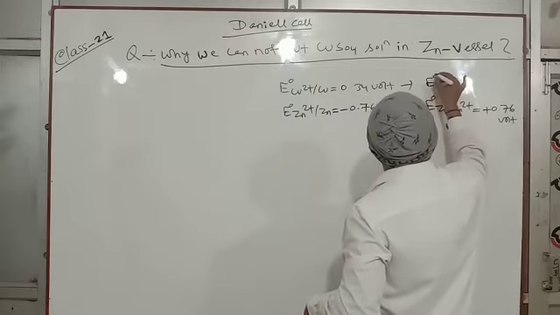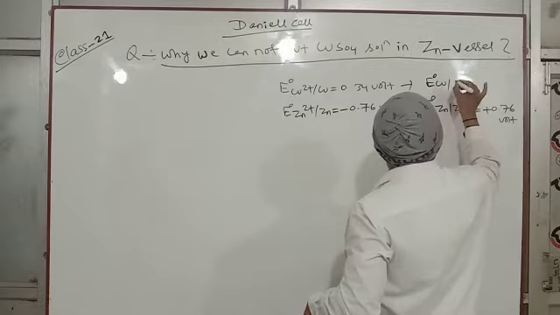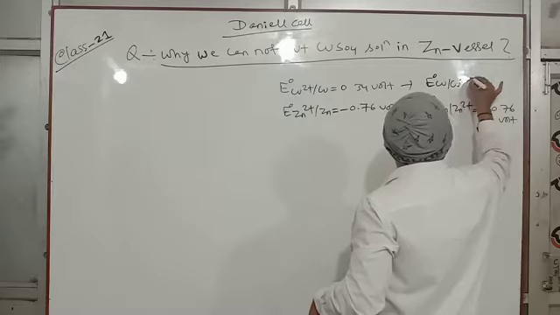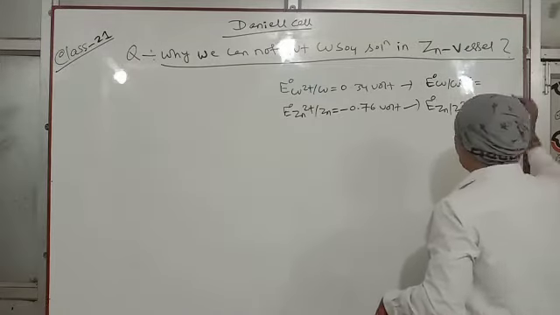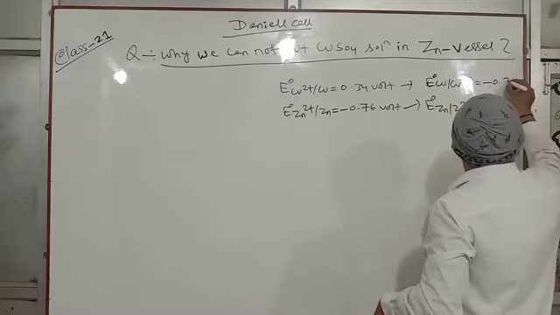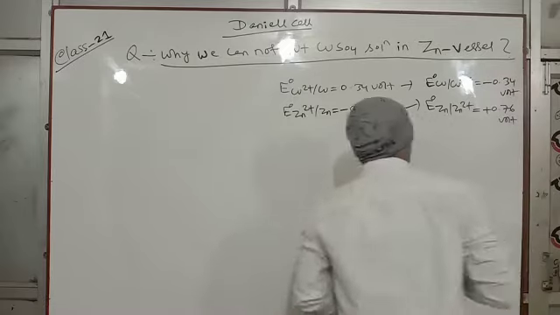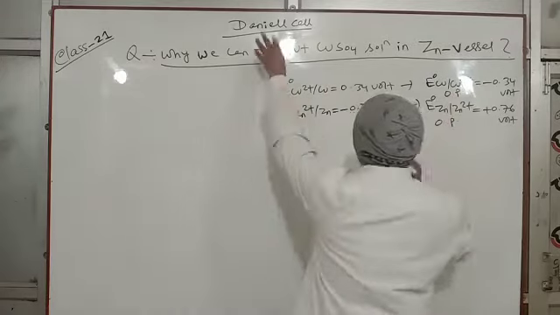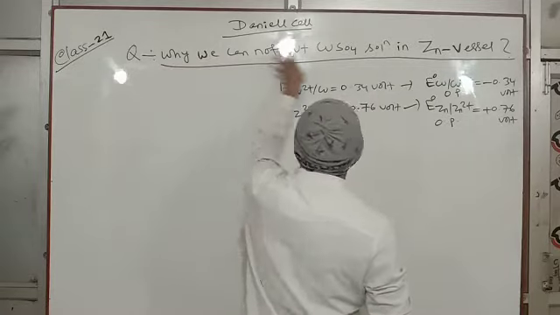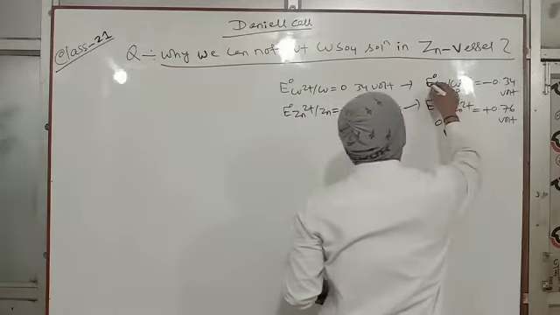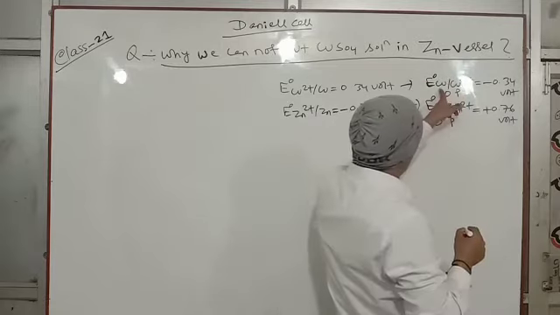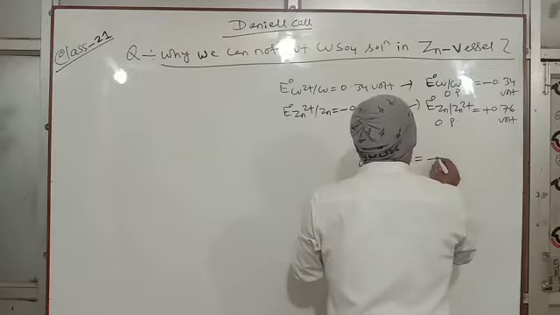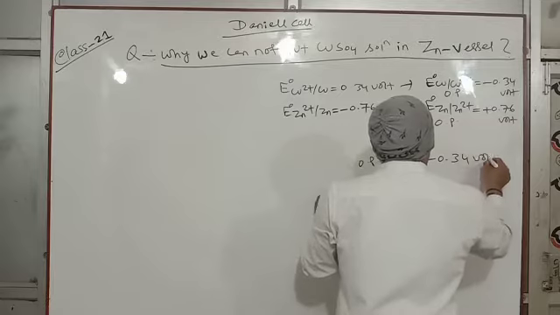And copper to copper 2 plus is minus 0.34 volt. Look at this, it is converted to oxidation potential. You will not write the answer yet, I will explain it first, then I will write the answer to this question. Look at this: the oxidation potential of copper is minus 0.34 and of zinc is plus 0.76.